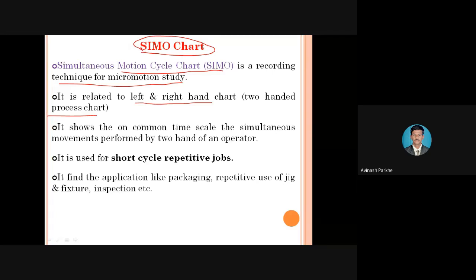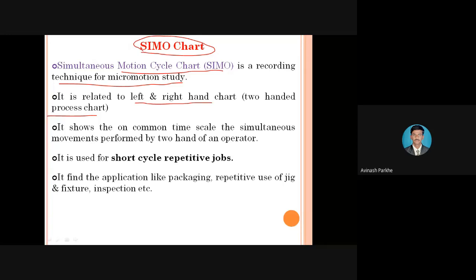Similar to that chart, the Simo chart is also related to the left hand and the right hand, because in the micro motion study concept, if we are working on any machine, let us take an example of a drilling machine or maybe a lathe machine, at that time the movements of the left hand are taking place, and movements of the right hand are also taking place.